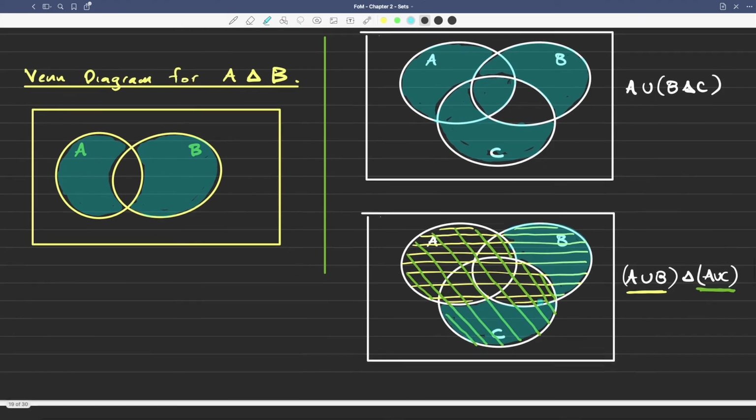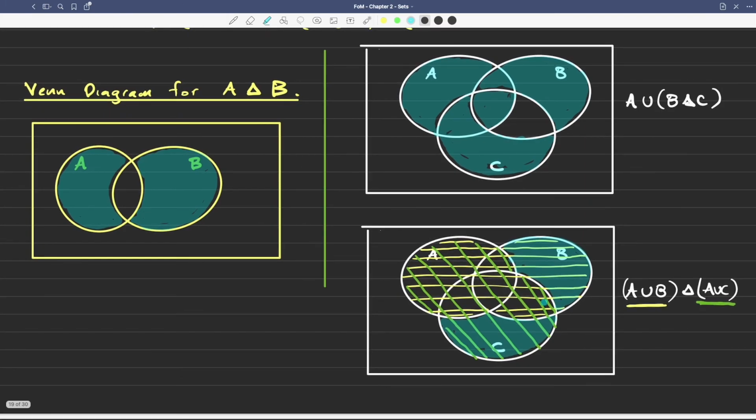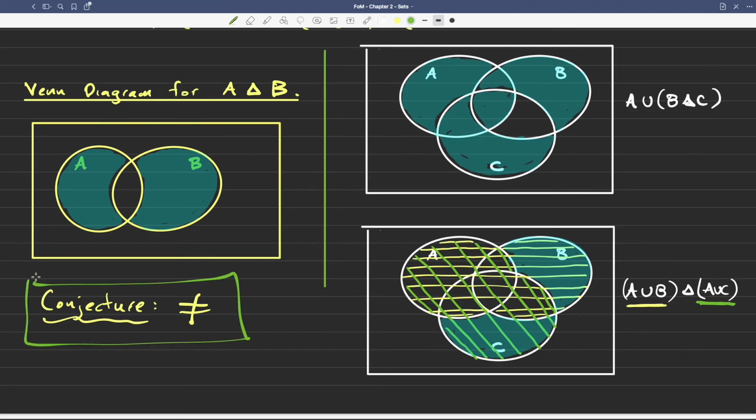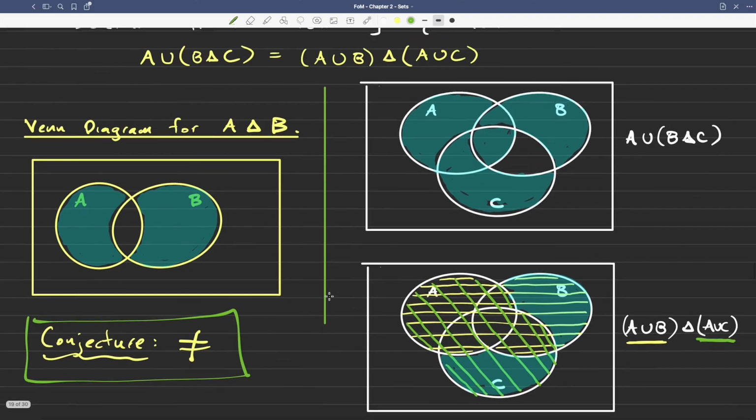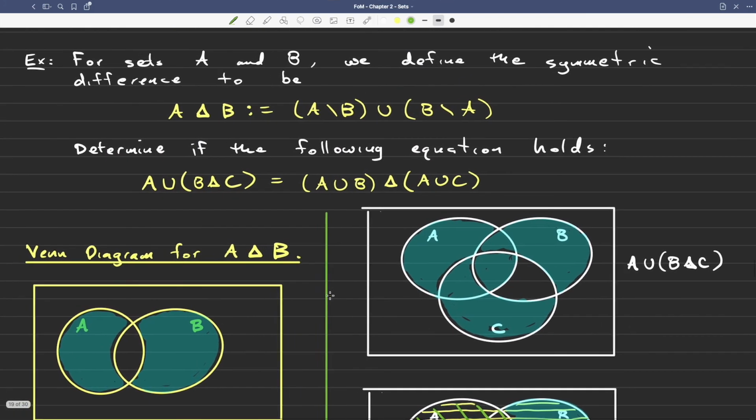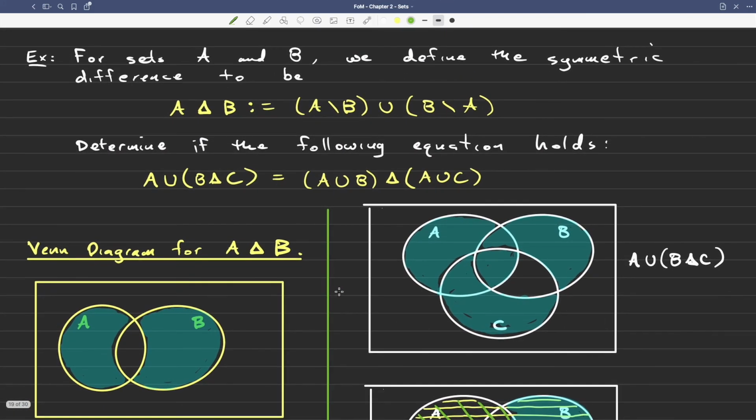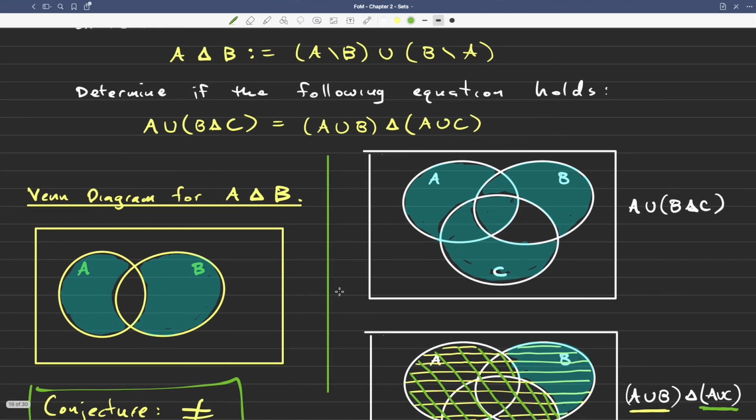Okay, so now when I compare these two pictures, the stuff that's shaded in blue certainly doesn't look the same. So my conjecture here is that they are not equal. So how would you go about proving that? You would have to come up with three specific sets to serve as a counterexample of that equality. This is a general statement that says, basically, for any sets A, B, and C, that equation holds. So if I want to disprove that universally quantified statement, I need to come up with a counterexample.